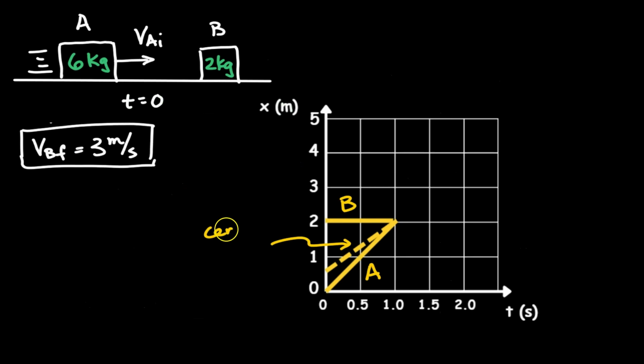On this collision graph, we have line A, which represents the position of block A between 0 and 1 second. We also have line B, which represents the position of block B between 0 and 1 second. And we have this dotted line, which represents the center of mass between 0 and 1 second. In this problem, we're asked to draw and label 3 lines to represent the positions of block A, B, and the center of mass between time t equals 1 and 2 seconds.